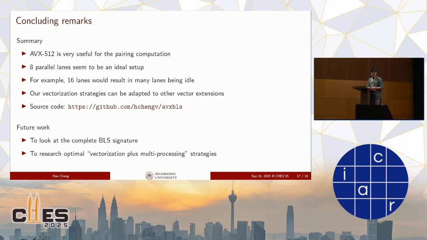So to summarize this work, AVX512 is very useful for the pairing computation. From our various vectorization attempts, it shows 8 parallel lanes seem to be an ideal setup. In contrast, for example, 16 lanes would already result in many lanes being idle. Our vectorization strategies can be adapted to other vector extensions. And our source code is publicly available online on GitHub.